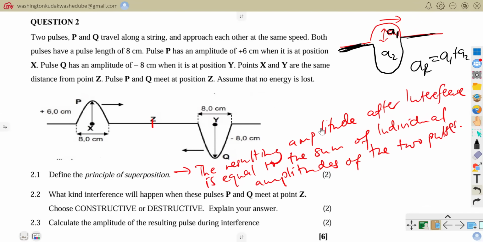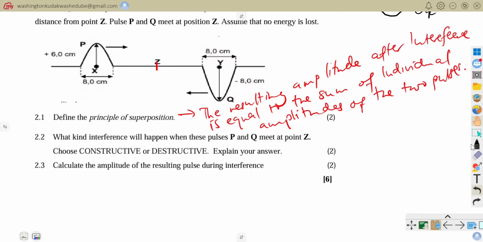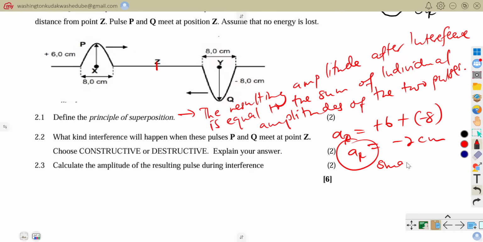Why are we going to have a destructive interference? Because now the resultant amplitude, let me calculate that, is going to be positive 6 plus negative 8. That gives you a negative 2 centimeters. So you can see that the resulting amplitude is smaller. So this amplitude is smaller than the 6 centimeters, which is also smaller than this 8 centimeters. So that becomes the destructive interference.